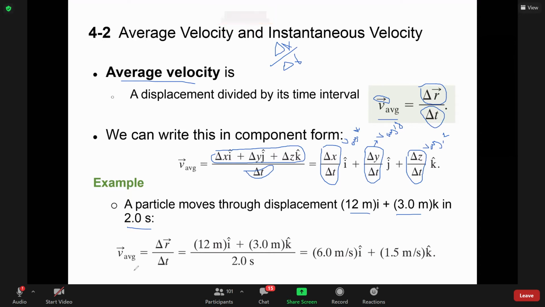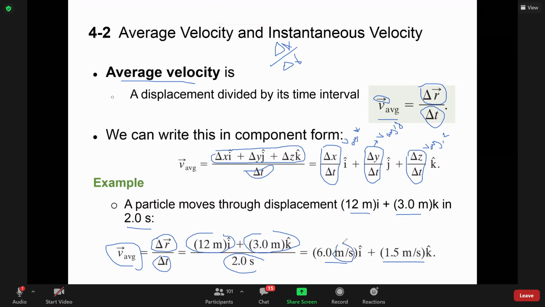I have the displacement. Now, if I want to find the v average, as if I'm saying delta r, change in displacement over change in time. What is the displacement then? 12 meters i hat plus 3 meters k hat, and the time is common between them. Remember, the clock is ticking for all the dimensions in the same way. Once I divide 12 meters i hat over 2 is 6 meters i hat, and 3 meters over 2, 1.5 meter. Now notice the unit.